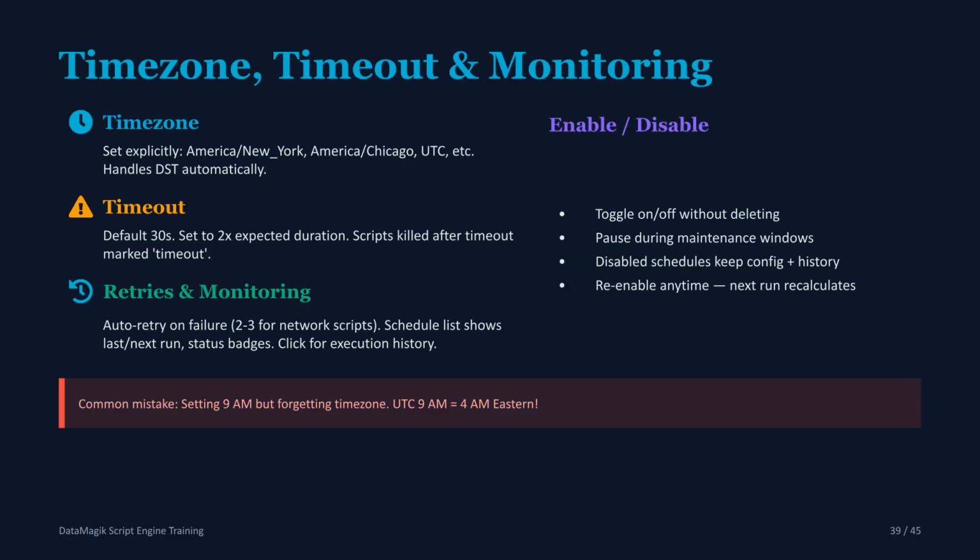Always set your schedule's time zone explicitly to handle daylight saving time. The default timeout is 30 seconds. Set it higher for long-running processes. Monitoring is crucial. The schedule list shows status badges, and you can review the execution history for successes and failures. Remember the common mistake of forgetting to set the time zone.